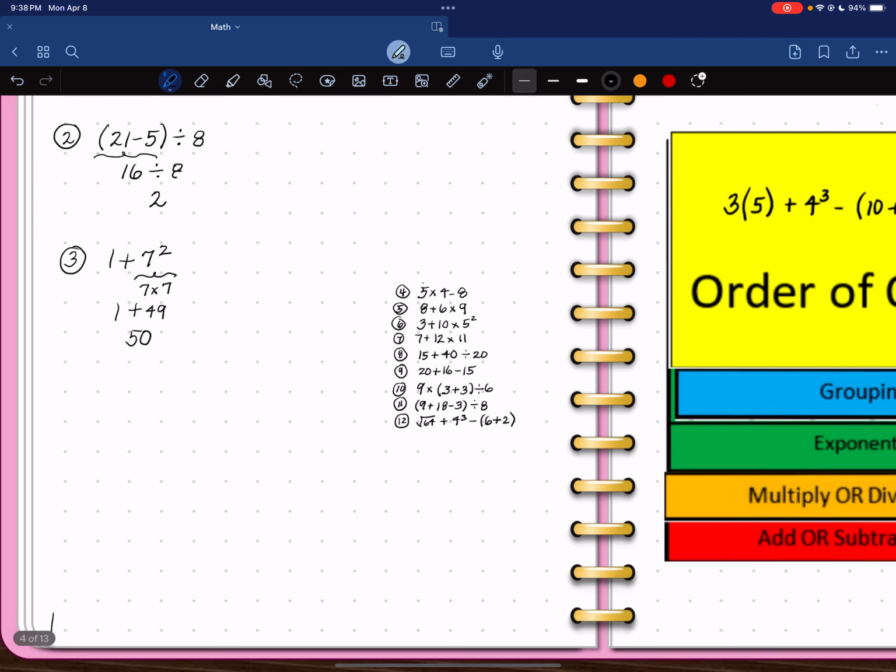Number 4, I have 5 times 4 subtract 8. No grouping symbols, no exponents or roots. I do have multiply or divide. 5 times 4 is 20. And then bring down the rest of your problem. Then we're down to add or subtract. And 20 subtract 8 is 12.